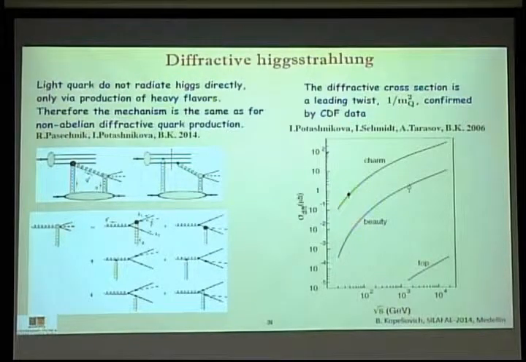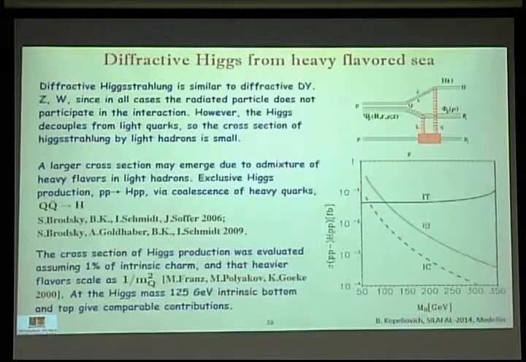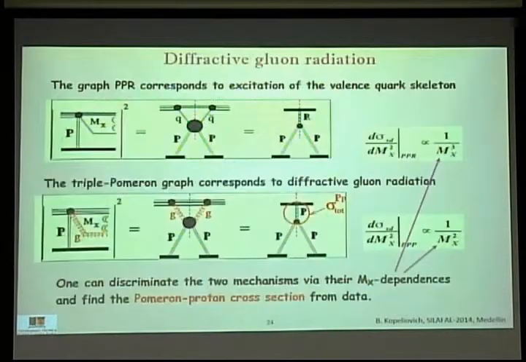So maybe I have 10 minutes, even 5 probably. I have to skip Higgs-strahlung, which is in many respects very similar. Also, some calculation was done for Higgs production from intrinsic heavy flavors.